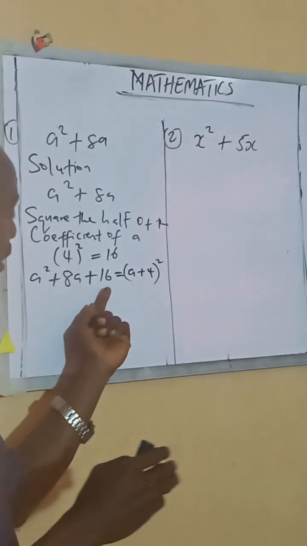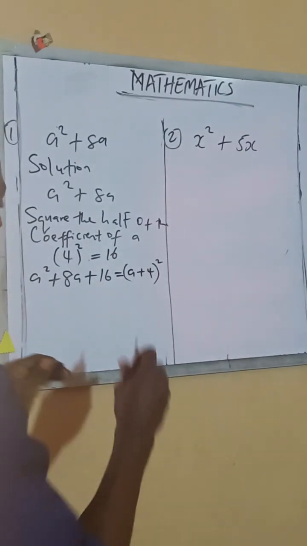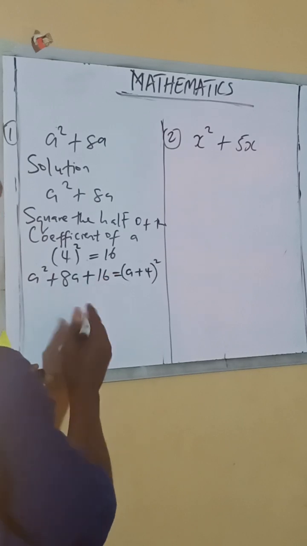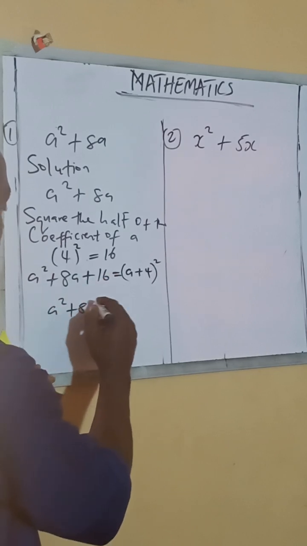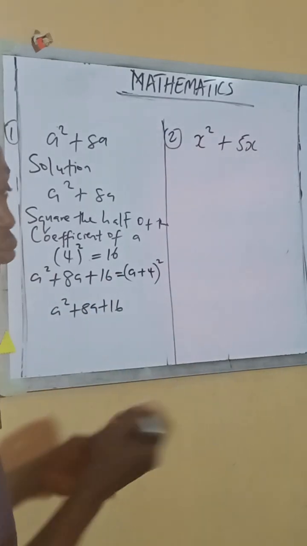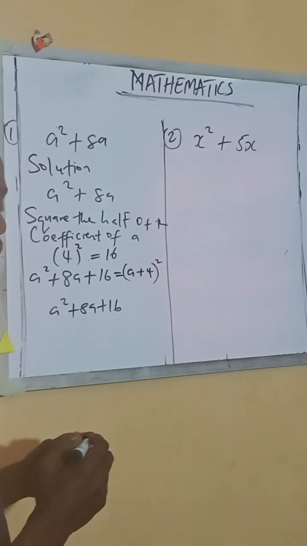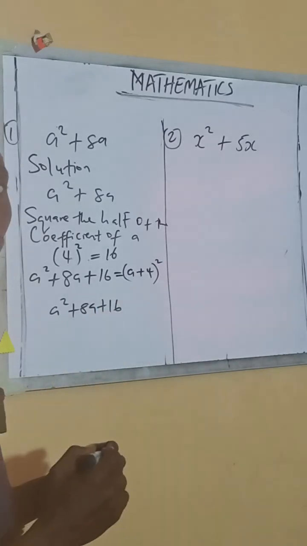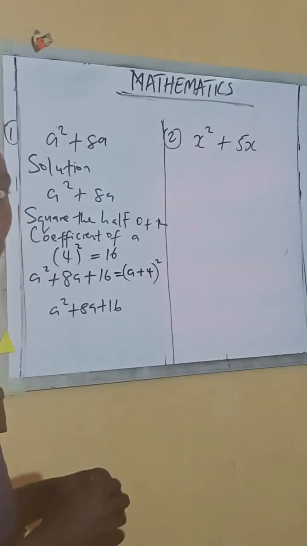What they are after is the 16. Once you're able to do this, you can break it down and say a squared plus 8a plus 16. You are good to go. So what do we add to the question? 16. So 16 is the answer to that question.